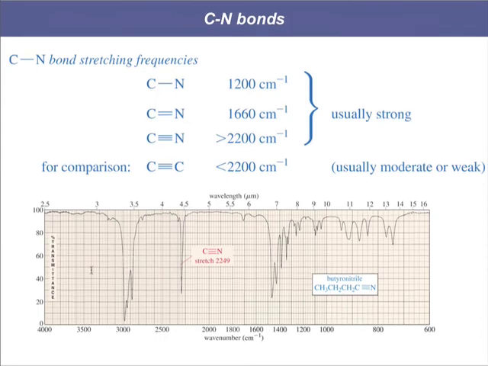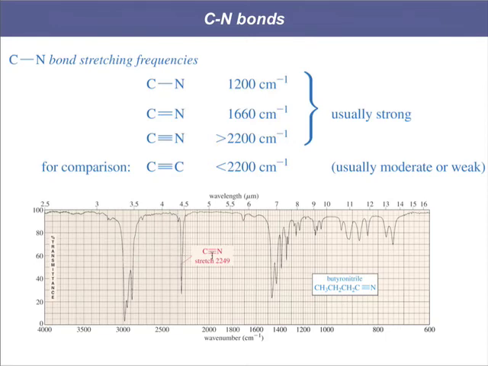Carbon-nitrogen bonds show up approximately in the same regions as carbon-hydrogen bonds. CN single bonds are 1200, CN double bonds are 1660, CN triple bonds, remember that CC triple bonds are a little bit below 2200. CN triple bonds are a little bit above 2200. So you can differentiate between those pretty easily. The CN signals are usually quite strong, meaning that they have low transmittance and they tend to be very narrow, so these very strong peaks.